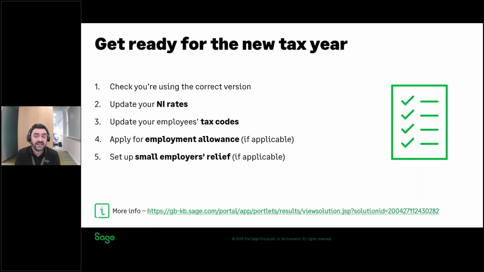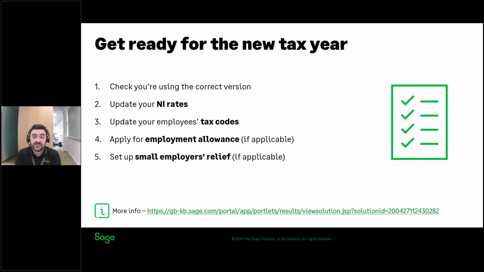So step number 1 is to check that you're using the correct version of payroll. So you need to have installed the year-end update, which is version 30. Step 2 is to update your national insurance rates for the new tax year by retrieving a legislation update, which I'm going to show you in the demo. Step 3 is to update your employees' tax codes. So there's one global change, and you may need to apply some individual tax code notices if you've received them. Step 4, apply for employment allowance if your business qualifies for that. And step 5, to set up small employers relief, again, if applicable.